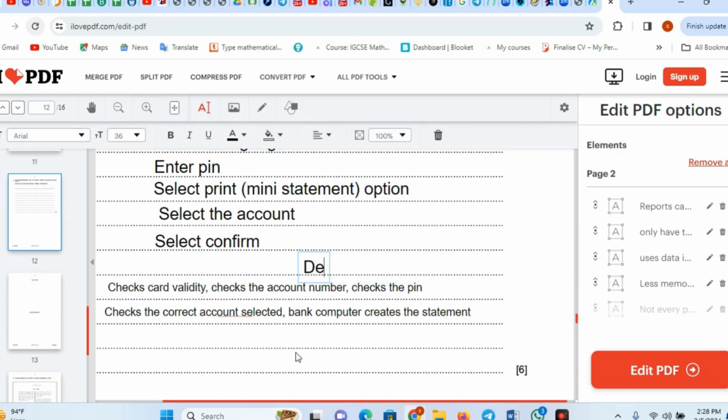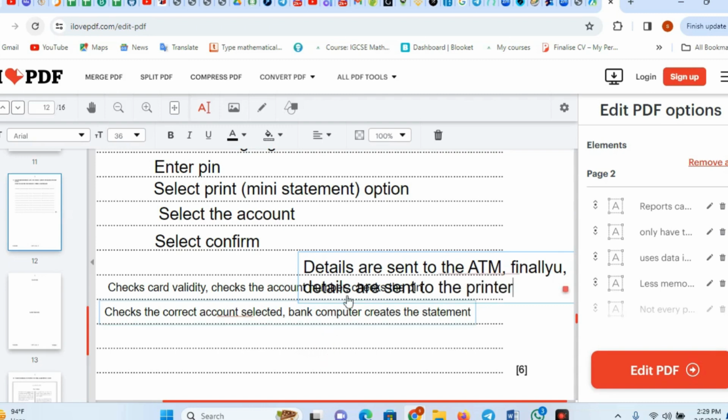All right. So details are sent to the ATM, and finally, details are sent to the printer. Do you understand that? All right.